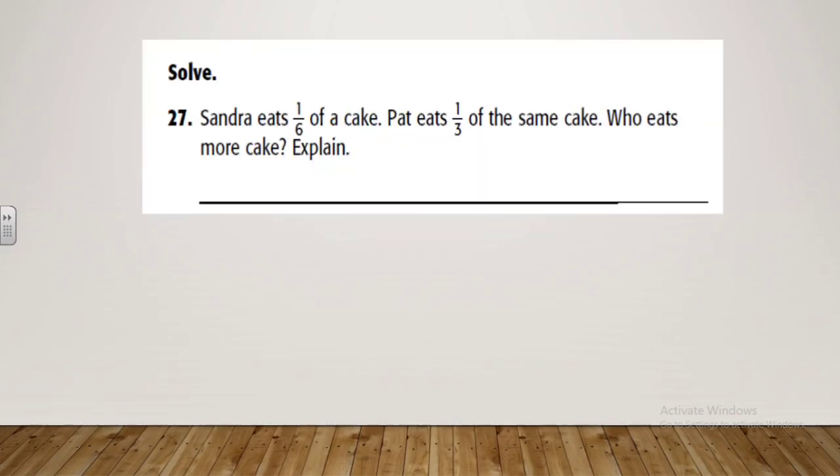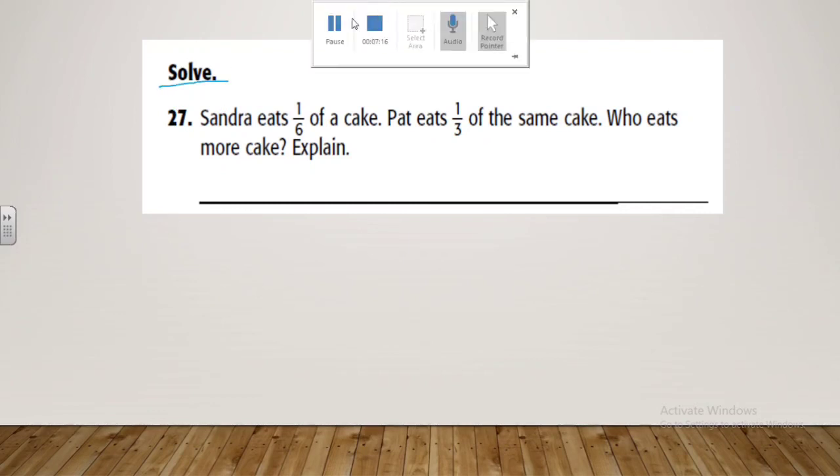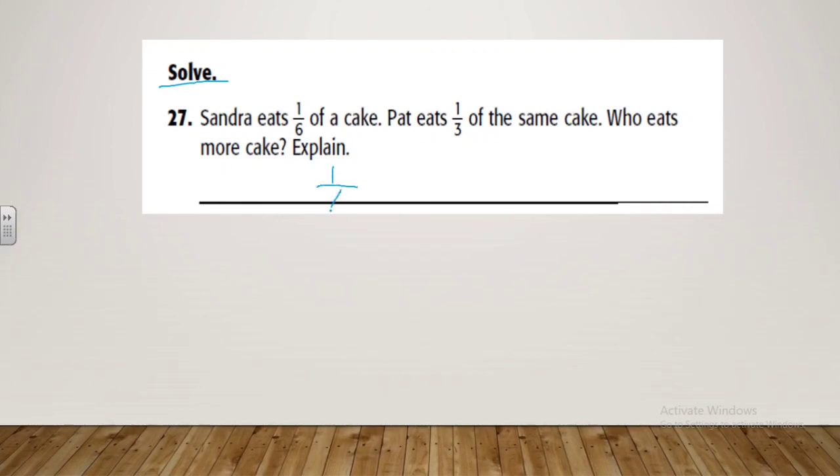Let's continue. Let's see question number 27. Here he wants you to solve this question. Okay, here he tells you that Sandra eats 1 over 6 of a cake. Pat eats 1 over 3 of the same cake. Who eats more cake? So we want to know which fraction of those is the biggest one. So the first one here is 1 over 6. The second, 1 over 3.